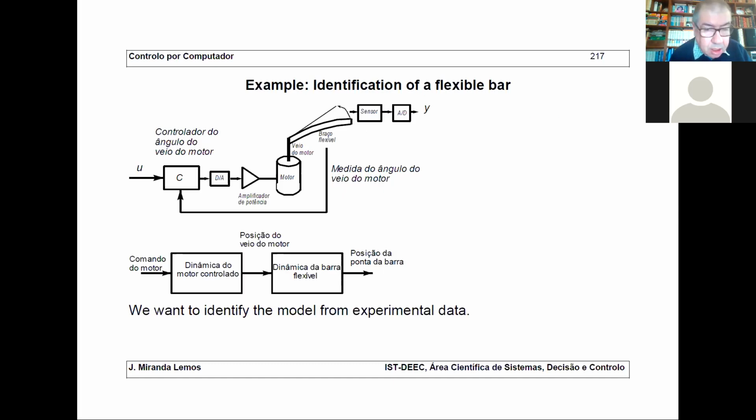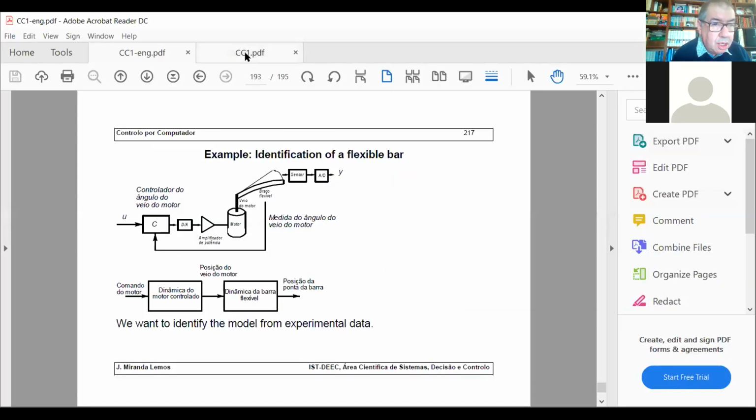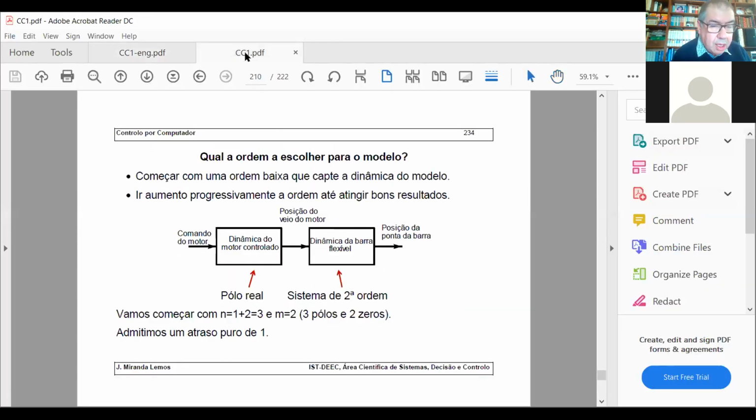If you don't mind, I will change my slides to the Portuguese version, because I don't know why, but in my English version these slides disappeared.